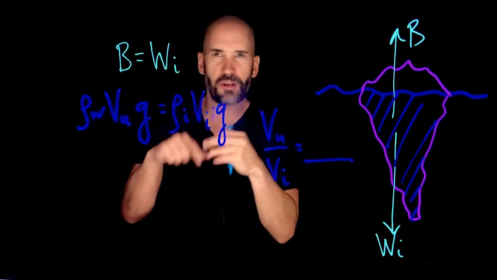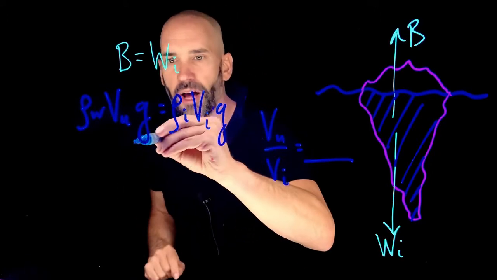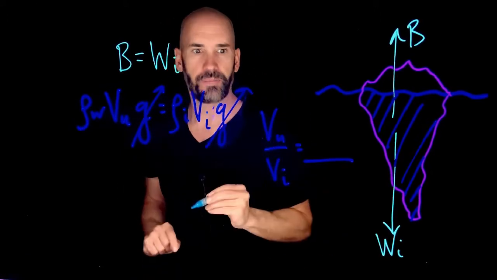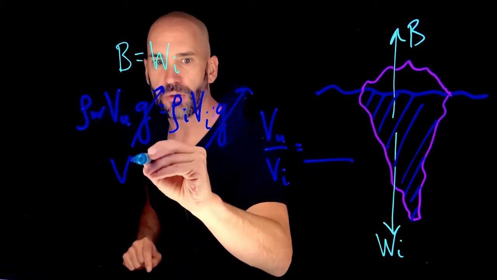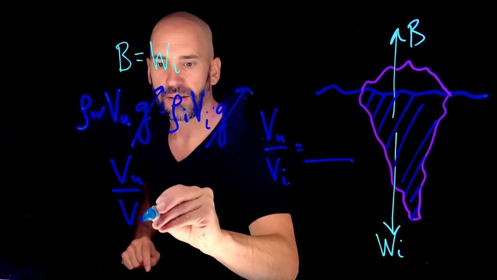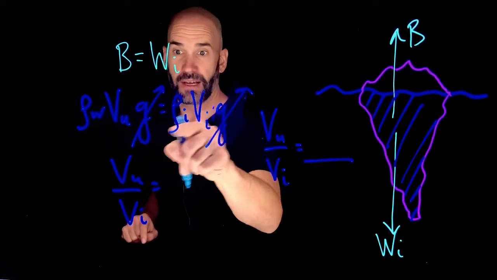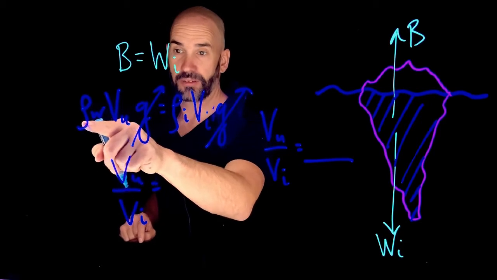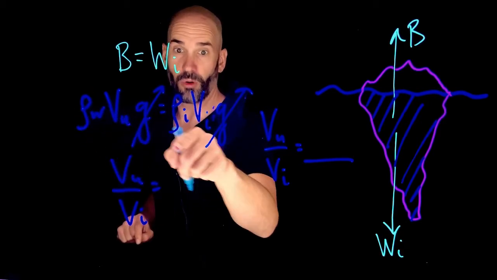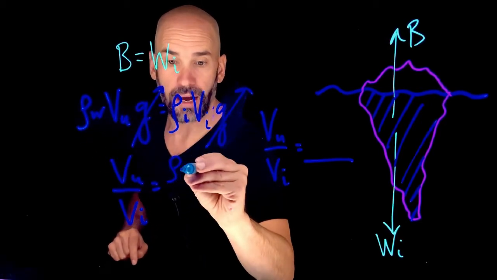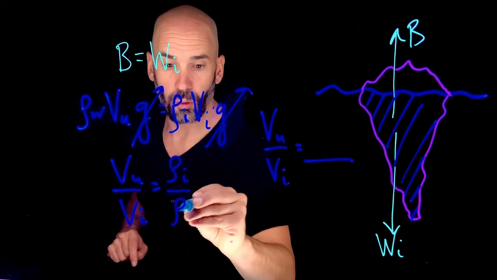So first of all, it's so satisfying. We see these two G's. We can automatically cancel them out, right? And if we want to solve for V_U over V_I, then I would just divide by V_I over here and divide by this density of water over here. So it's rho_I over rho_water, right?